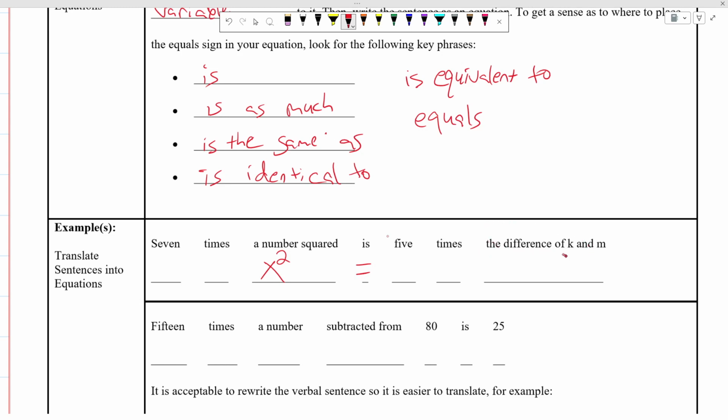I see letters or variables here too. Actually, let's talk about this for a second. Pay close attention to phrasing such as this: the difference of k and m. Students will often read that statement and come up with this: the difference of k and m.